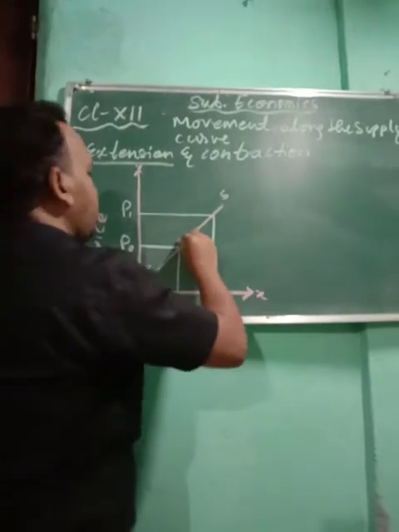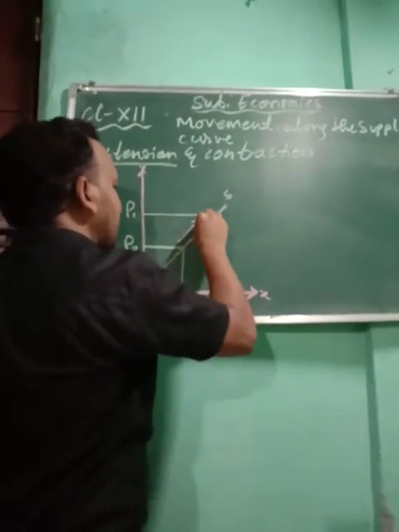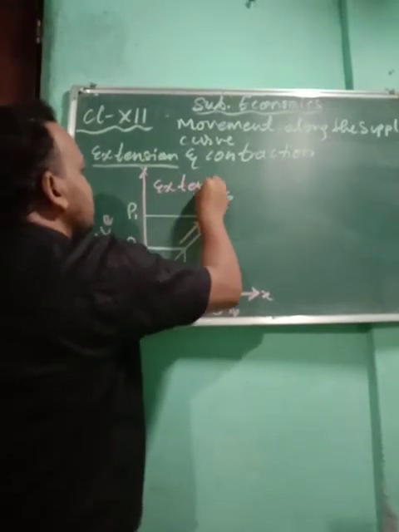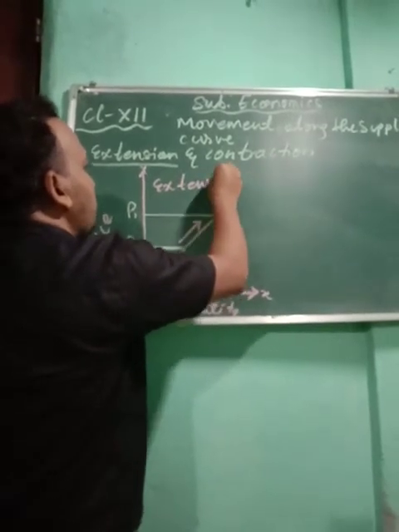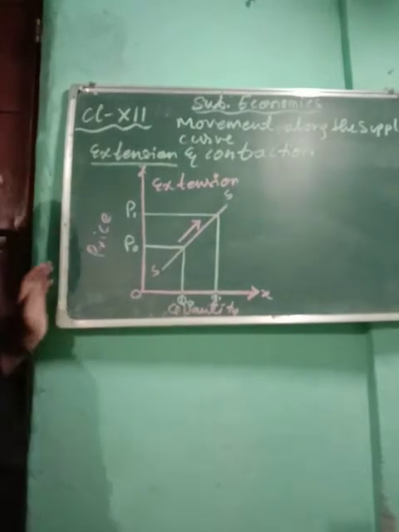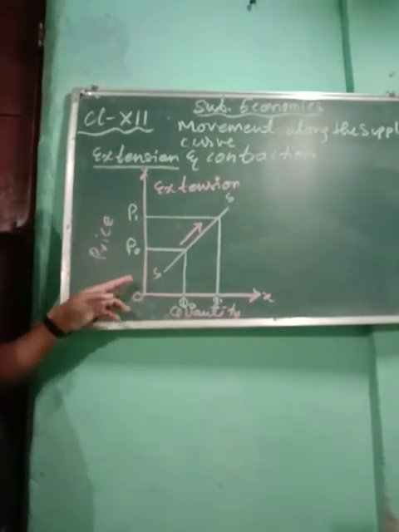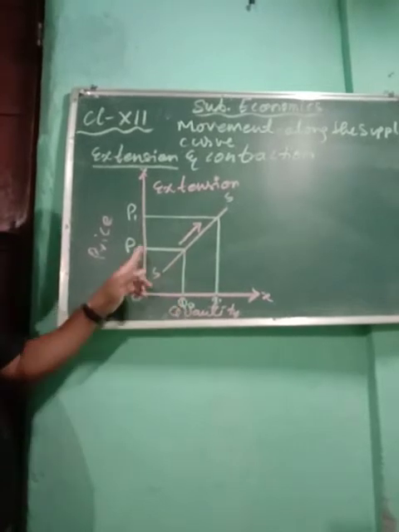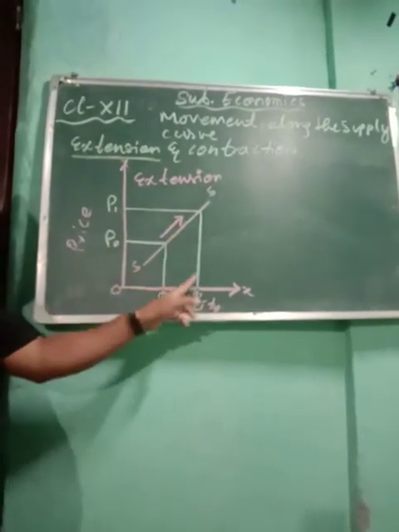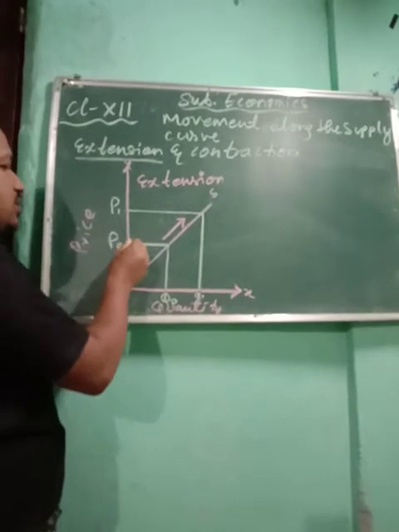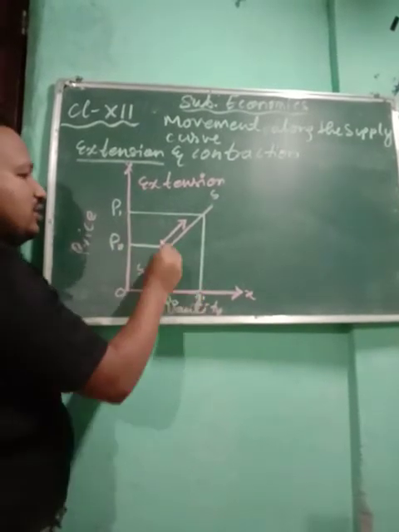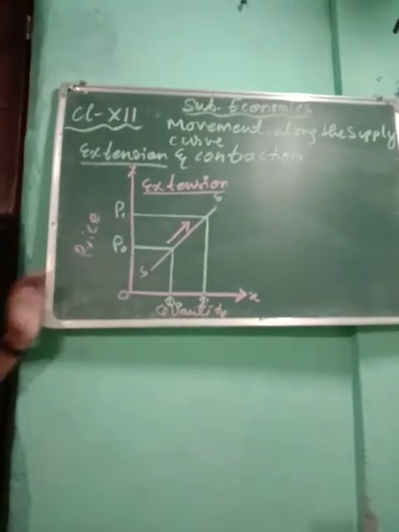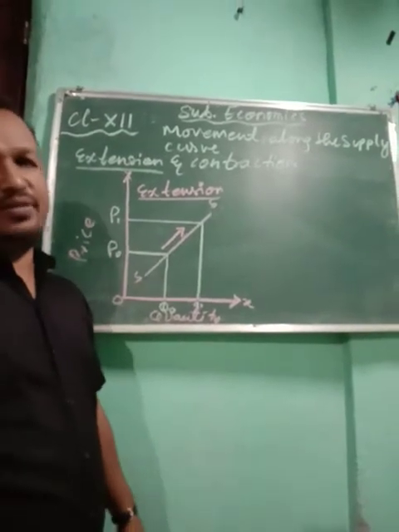You will provide an arrow. This arrow indicates that it is an extension of your supply. When price is less, supply is also less. When price increases, supply increases. So what it shows is that when price increases, supply also increases. This is called extension of your supply. The supply increases when price increases.